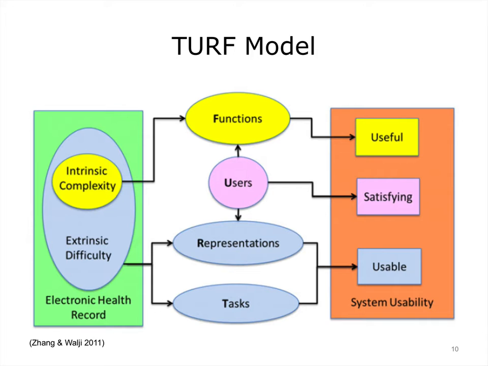The measures and observations of performance feed into an iterative design process. The concept of the user and the task that the user is trying to do has been incorporated into Zhang and Walji's TURF model, which states that there are 4 aspects of usability: the task that the user is trying to do, the characteristics of the user, how information is represented, and functionality of the system. Let's talk about each of these.